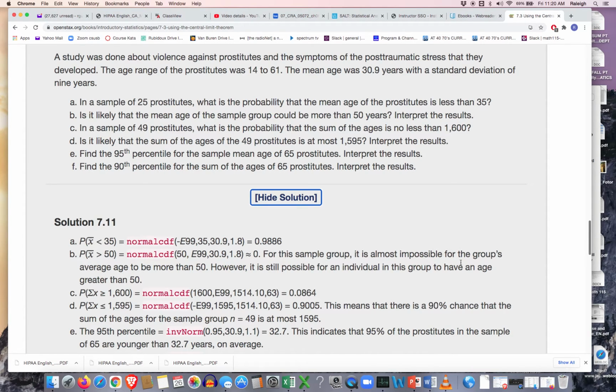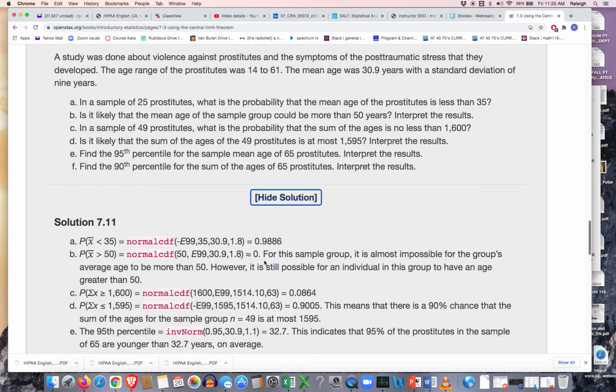It is almost impossible for the group's average age to be more than 50, but it's still possible, definitely possible, for an individual to be greater than 50, and they even said that it would be. So looking at the z-score, though, out of curiosity, when you put in 50 minus the mean of 30.9 following the formula and dividing by 1.8, that z-score is supposed to be greater than 10.61?